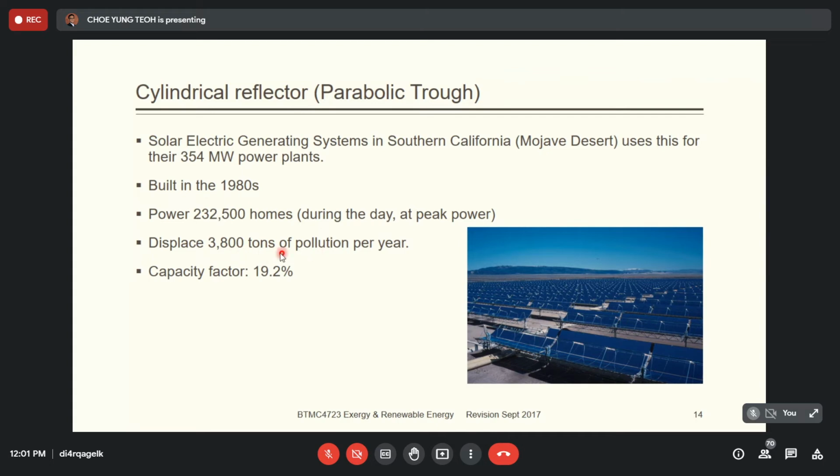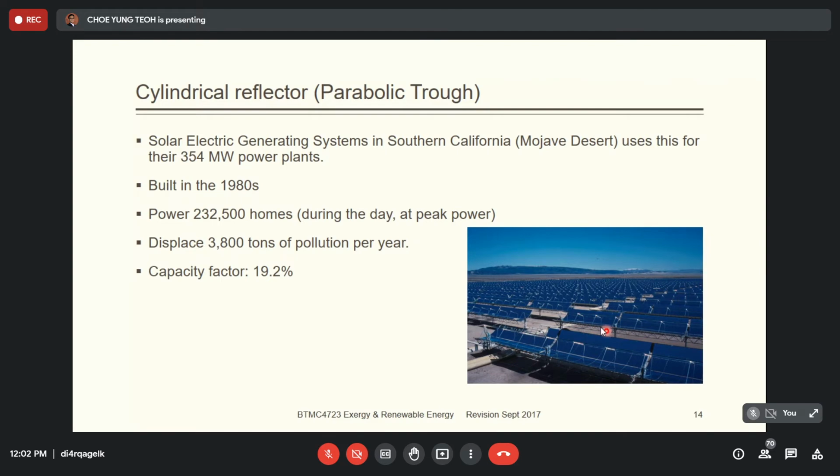So how do they measure this? They compare if all the power produced by this power plant were produced by an oil or gas power plant or fossil fuel power plant. So you will save this amount of pollution. Okay, and the capacity factor is around 19.2. It's not very good, but if you see from here, the capacity factor is still better than the photovoltaic panel. Even the efficiency is also better than the photovoltaic panel.